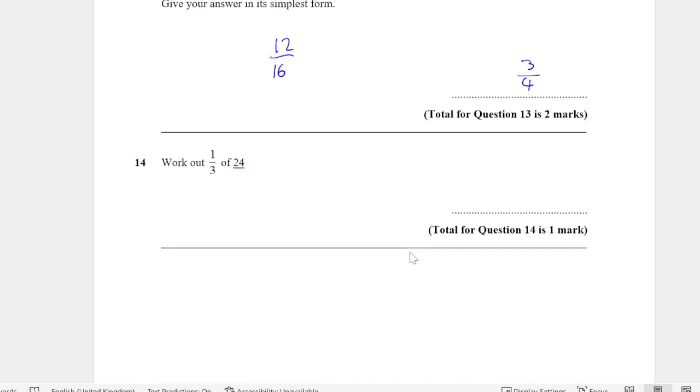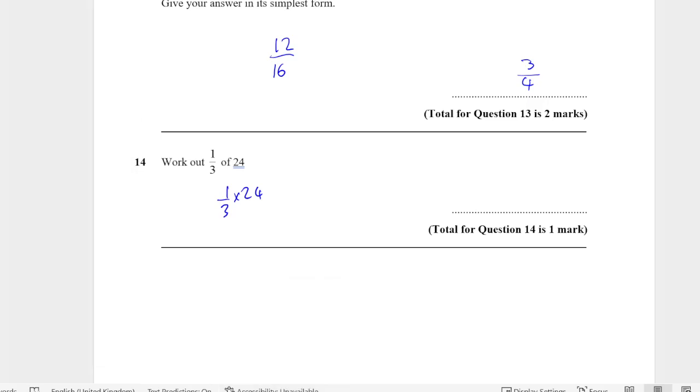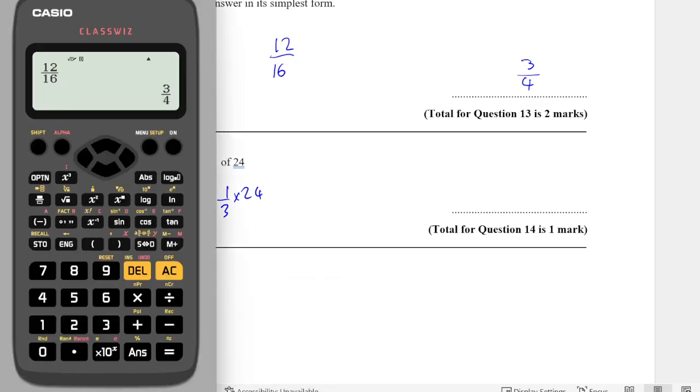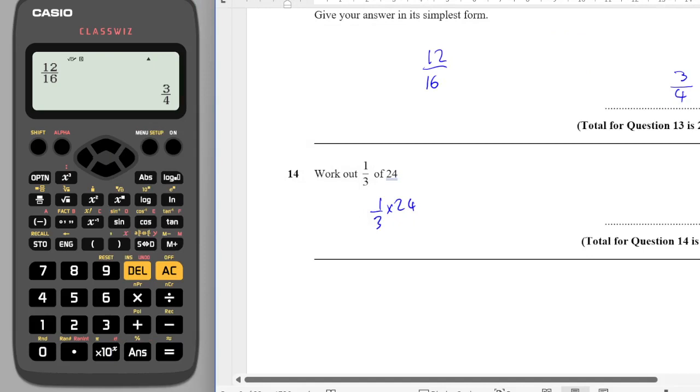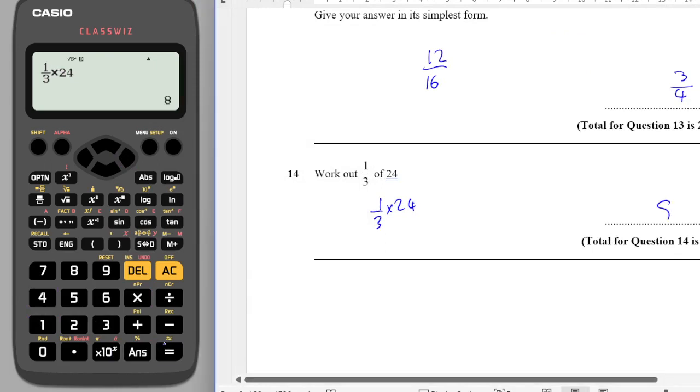Okay, question 14. Work out a third of 24, so in effect that means a third times by 24. So do that in your calculators. 1/3 times by 24 gives me 8.